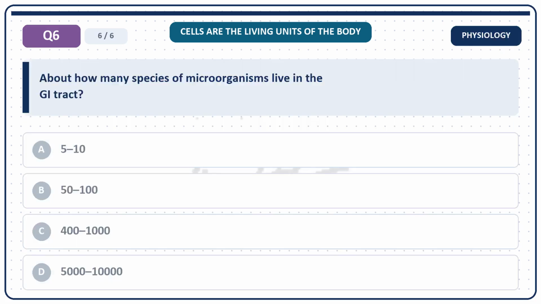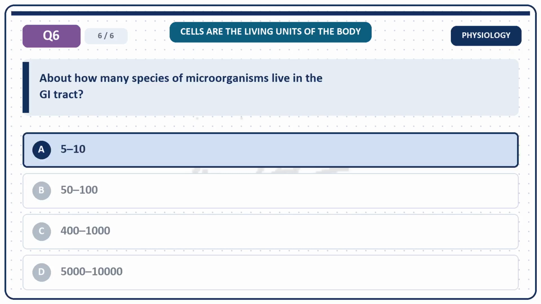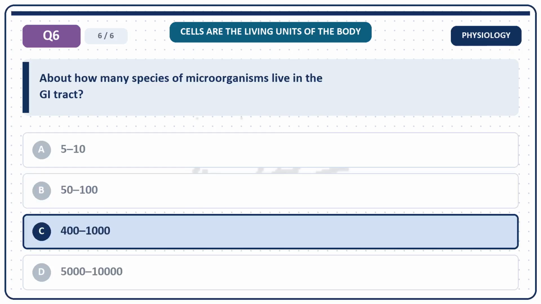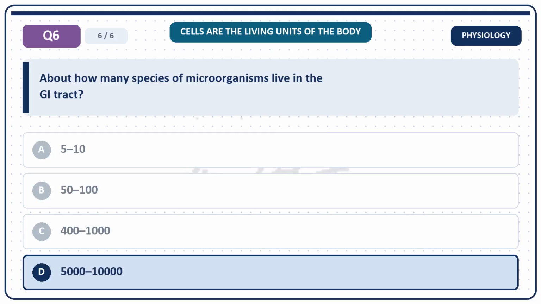Question 6. About how many species of microorganisms live in the GI tract? Option A, 5 to 10. Option B, 50 to 100. Option C, 400 to 1000. Option D, 5,000 to 10,000.